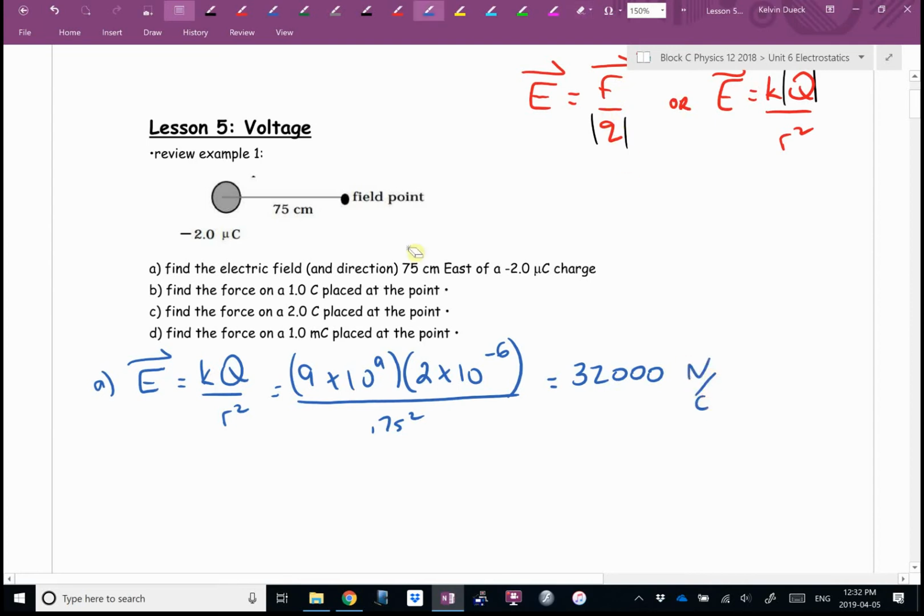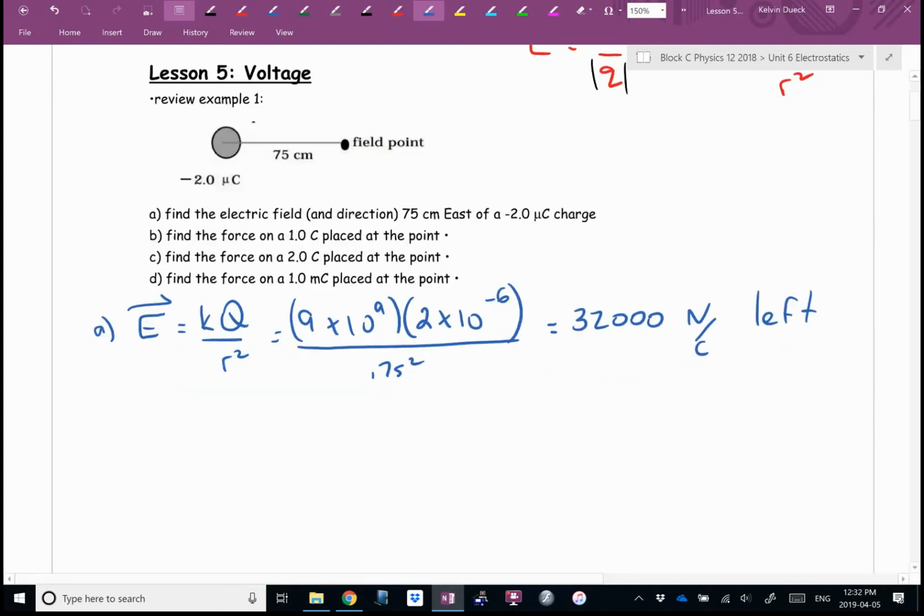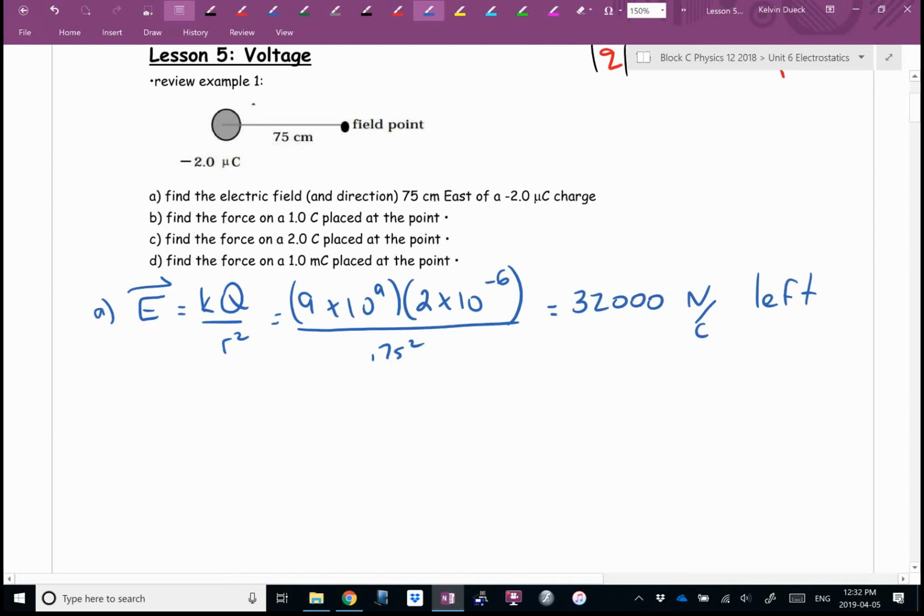Direction. Which way would a positive sitting right there want to move if it could? West. I'm going to go with left because I always botch east and west. In fact, I did that this morning, but my lefts and rights I'm pretty good at because I'm a lefty. But if you said west, I'm giving you full marks. Gabe, what does B want me to find?